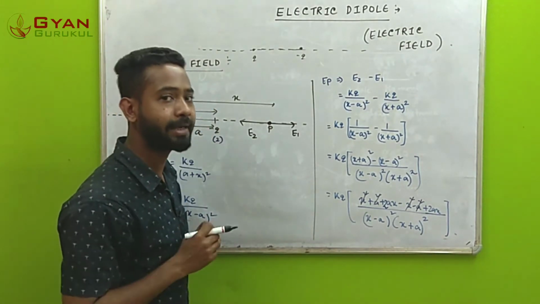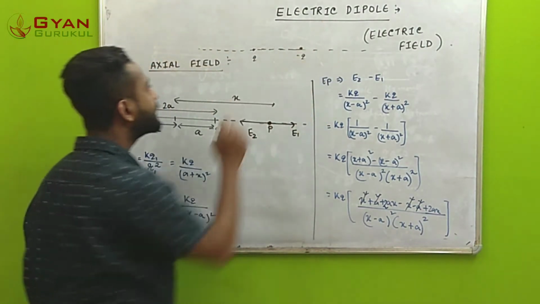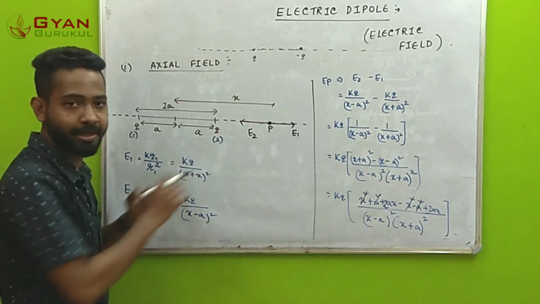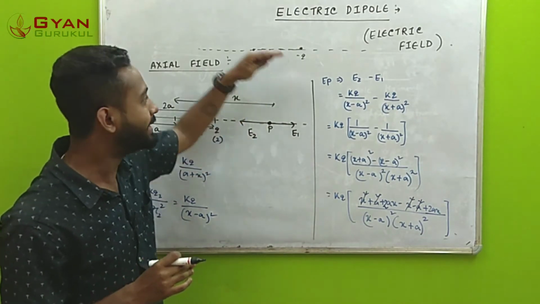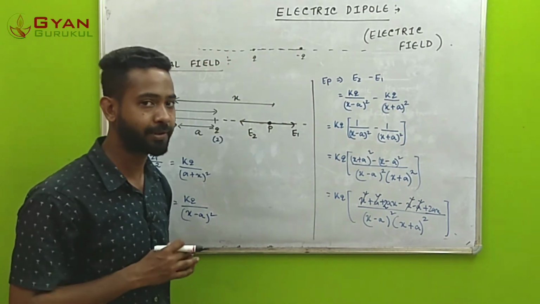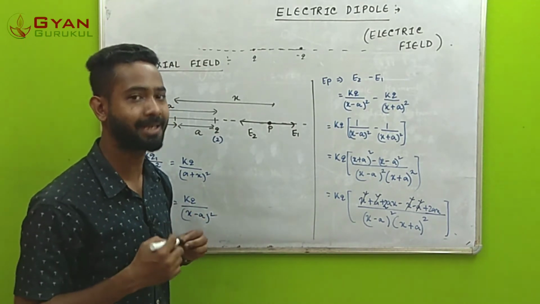Whenever we are finding the electric field at a point anywhere on this particular line, we call it the axial electric field. That is what we are going to discuss in the first video. After that, we will discuss the field that lies anywhere above or below the line. Those kinds of electric fields are known as equatorial electric fields. Let us first discuss the axial electric field.